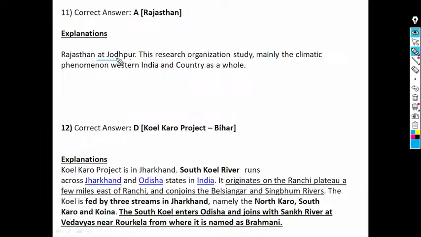Arid Research Institute is at Jodhpur. This research organization mainly studies the climatic phenomena of Western India and the country as a whole.